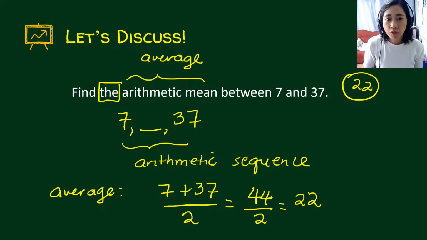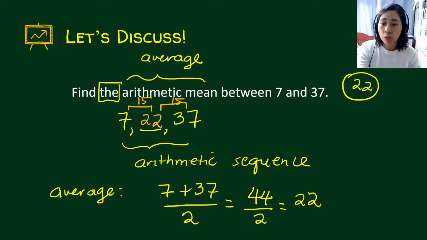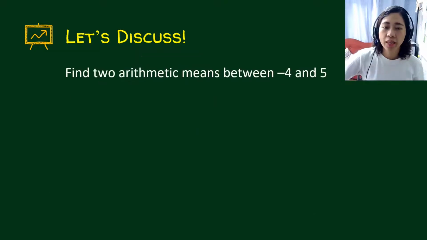Or, diba, we can verify, no? Will this form an arithmetic sequence? Ano class ang common difference? 22 minus 7 is 15. Tama? Okay, so remember, yun lang. Pag arithmetic mean, all you have to do, when we're looking for the arithmetic mean, you have to find the average lang.